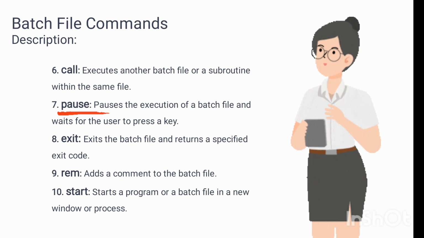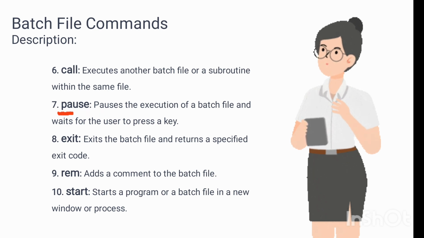Pause pauses the execution of a batch file and waits for the user to press a key. Exit exits the batch file and returns a specified exit code. Rem adds a comment to the batch file. Start starts a program or a batch file in a new window or process.